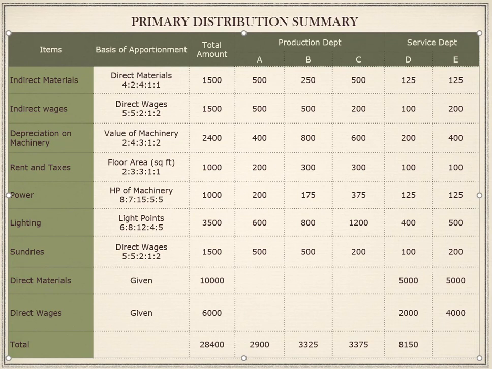It is 10,650. See, to cross verify, what we can do is, if we total the total column of all these departments, we should get 28,400. Just to cross verify, I'm going to total it. Okay, 2,900 plus 3,325 plus 3,375 plus 8,150 plus 10,650. It is 28,400. The exact amount. Thank you all.